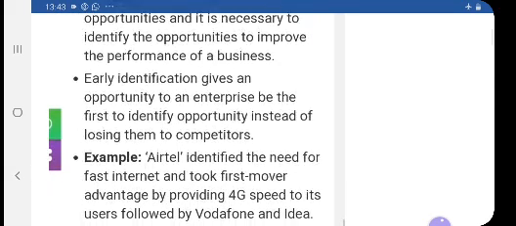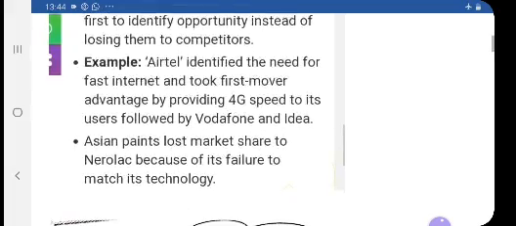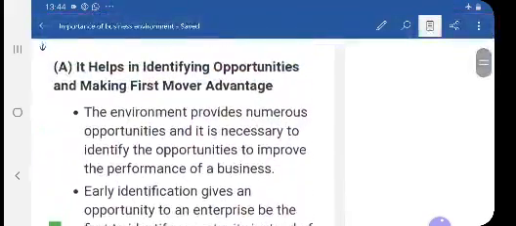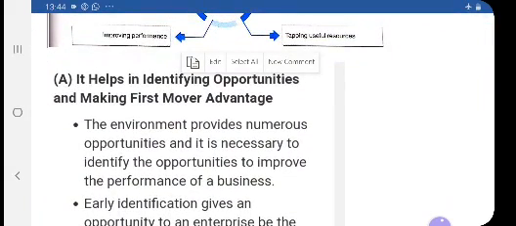See, best example: Airtel identified the need of fast internet due to the emergence of online e-business. Airtel identified the fast internet movement and took first mover advantage by providing 4G speed to its users, followed by Vodafone and Idea. Similarly, Asian Paints lost market share because of its failure to match its technology. So this is the first importance of business environment: to identify the opportunity and make first mover advantage.